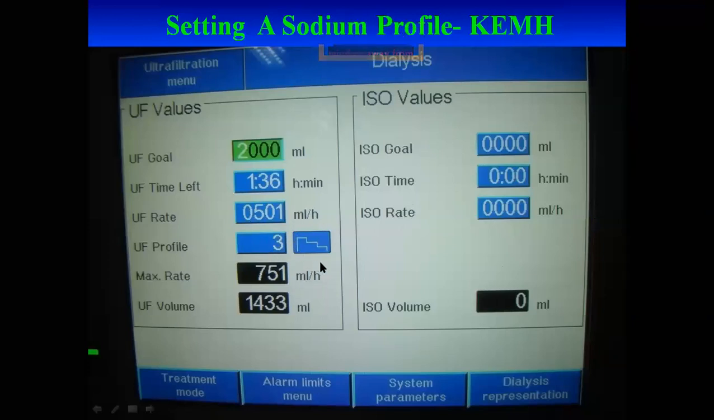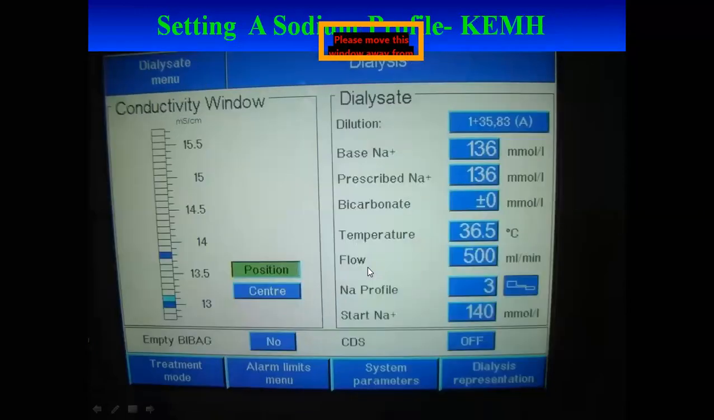The ultrafiltration profile 3 is a stepped profile, which is most often what we choose. What it means is that you have a starting ultrafiltration which is high, and an end ultrafiltration which is low. The average rate would have been 500. The starting rate is about 750, and it will drop down to around 250 in the last hour of dialysis.